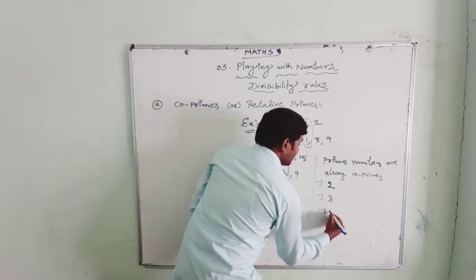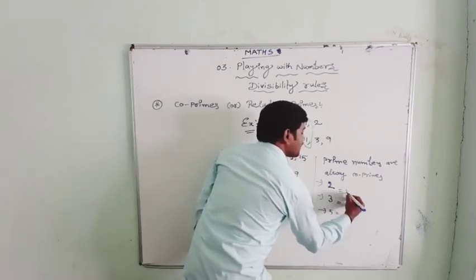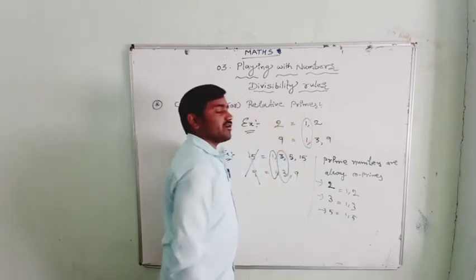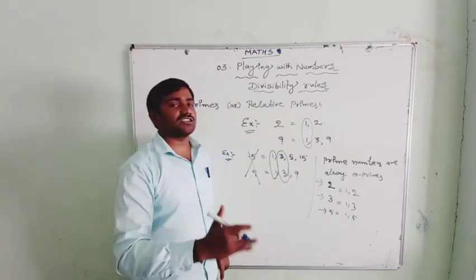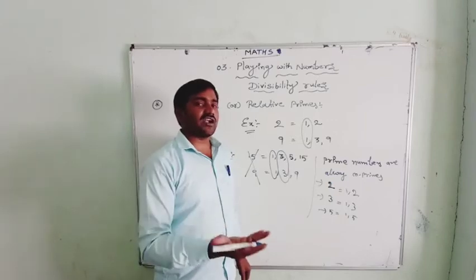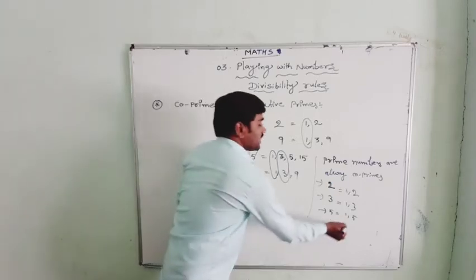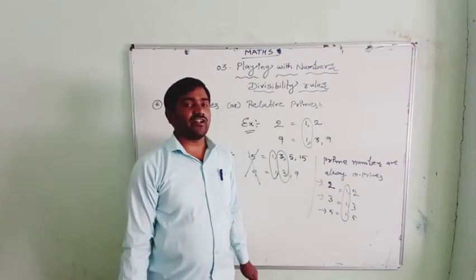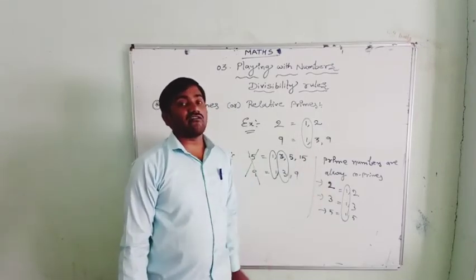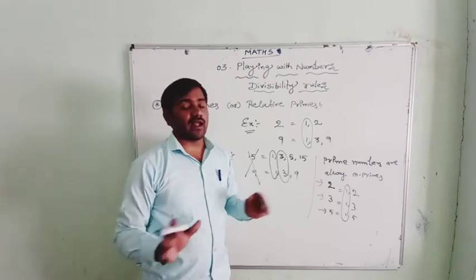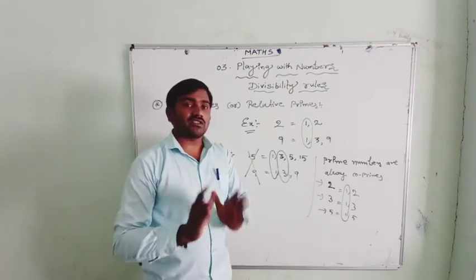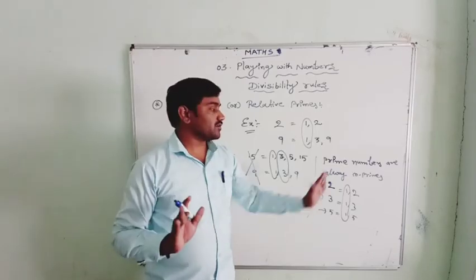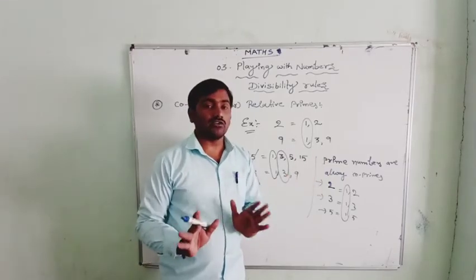Take 2, 3 and 5. Let us check the factors of 2, 3 and 5: 1 and 2, 1 and 3, and 1 and 5. What is the meaning of a prime number? If a number has only 2 factors, it is called a prime number. If it has more than 2 factors, it is called a composite number. See that these 3 numbers have only 1 as a common factor and the remaining factors are different. Hence 2, 3 and 5 are known as co-friends, or relative friends. So prime numbers are always co-friends or relative friends.